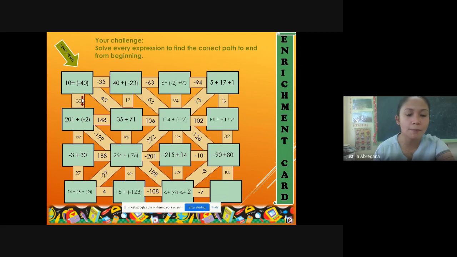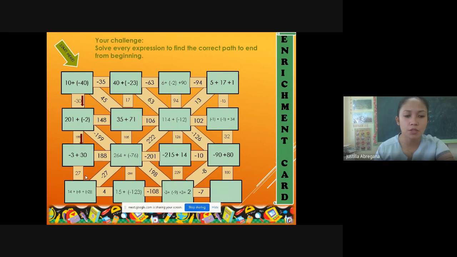Next, 201 plus negative 2. Is it like signs or unlike signs? Yes, it's unlike signed numbers. Which is farther from 0? Yes, it's 201. So the sign of 201 is positive. So we will get the difference. What's the difference between 2 and 201? It's 199. So it's positive.